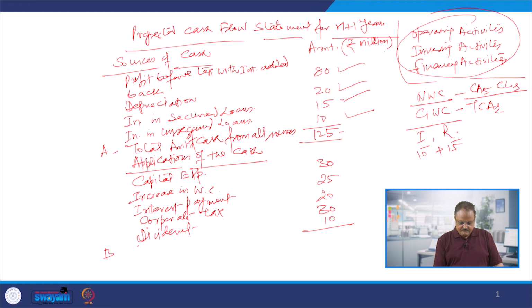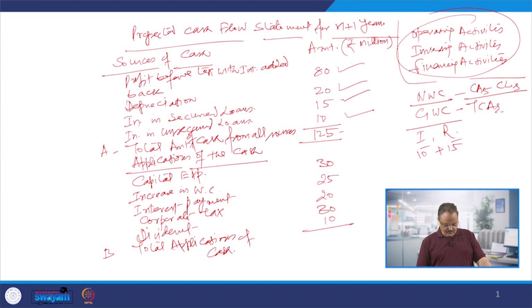So, you call it the total applications of cash. So, how much is going to be the total? This total is going to be 115 million. 115 million is going to be the total application of the cash, which we call B.